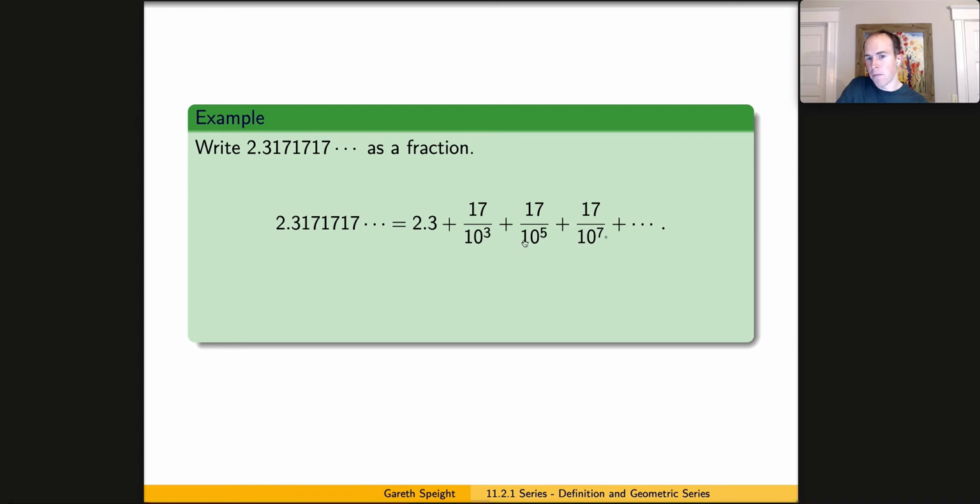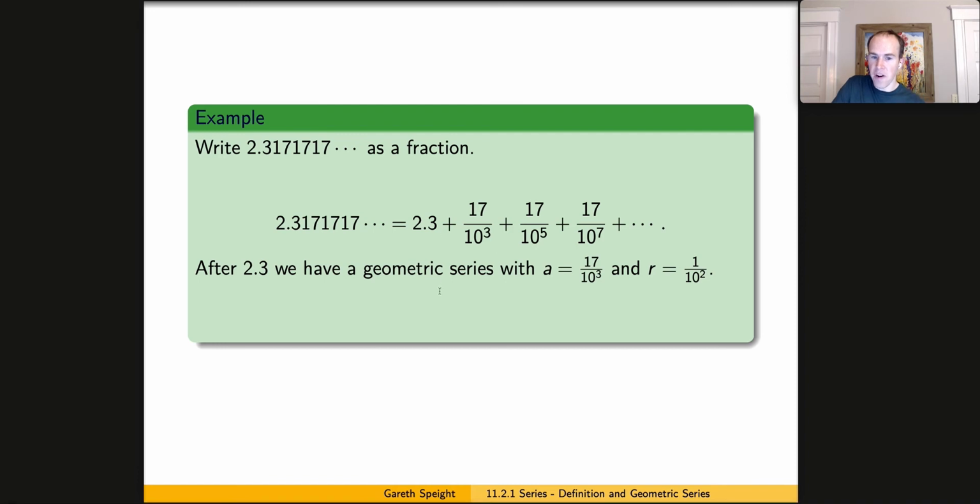So each time we go from 17 over 10 cubed, then we divide by 10 squared to move along 2 digits to the right. We get 17 over 10 to the 5. We divide by another 10 squared to move 2 digits to the right. We get 17 over 10 to the 7, and so on and so on. So after the 2.3, it looks a lot like a geometric series. It is a geometric series with first term 17 over 10 cubed. And then to get the next term along, we multiply by 1 over 10 squared, right? 17 over 10 cubed times 1 over 10 squared is 17 over 10 to the 5. This times 1 over 10 squared is 17 over 10 to the 7, and so on. So we have this first piece, 2.3, that's just kind of separate, and then the rest is a geometric series.